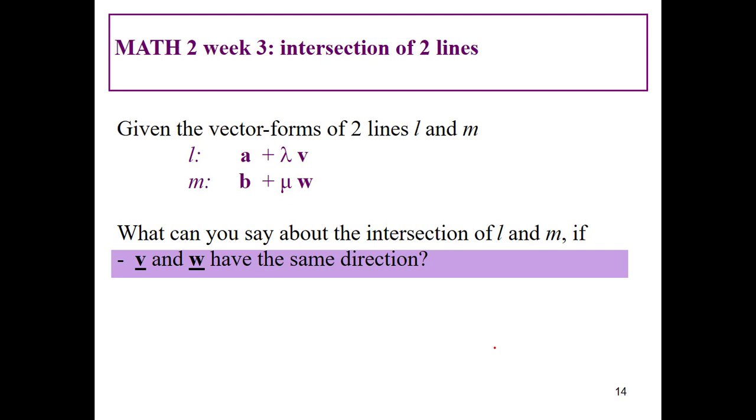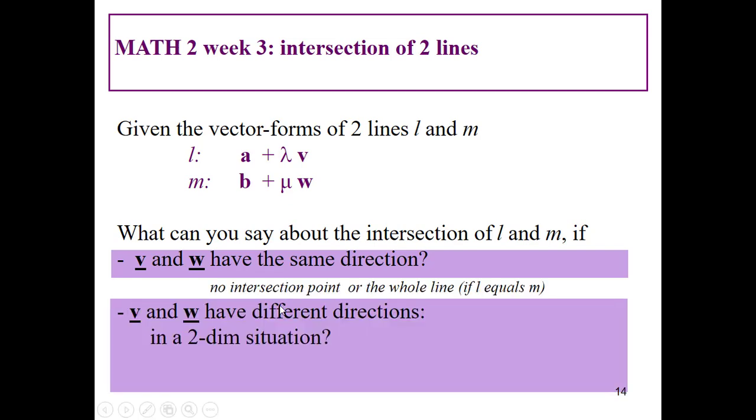So if we have a vector form of two lines, L and N, and V and W are the direction vectors of line L and line N, if they have the same direction, then of course they are parallel. So they don't have an intersection point, or they're exactly the same lines. So we only have an intersection point if the vector V and the vector W are in different directions.